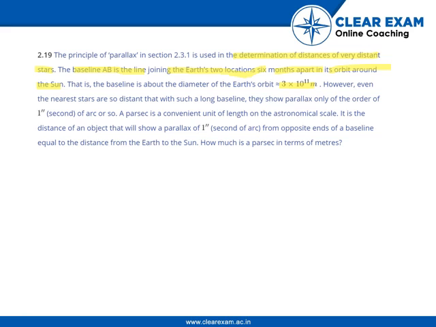meters. However, even the nearest star is so distant that with such a long baseline they show parallax only of the order of 1 second of arc or so.